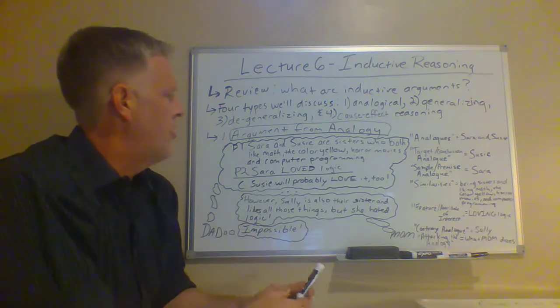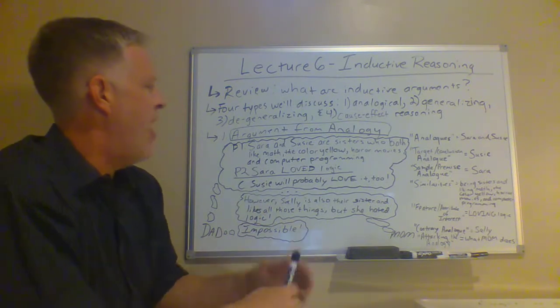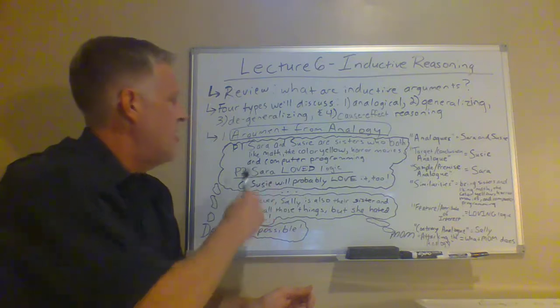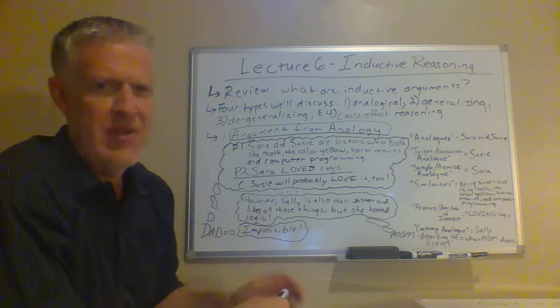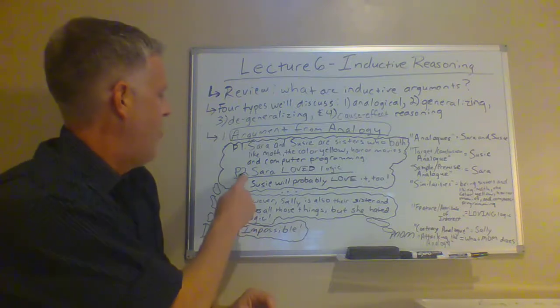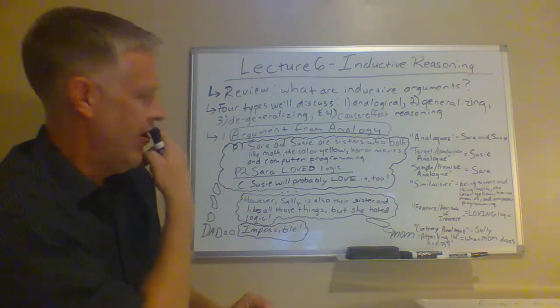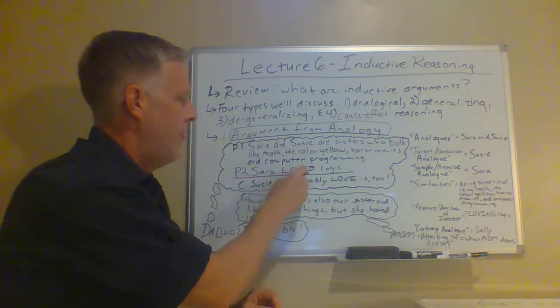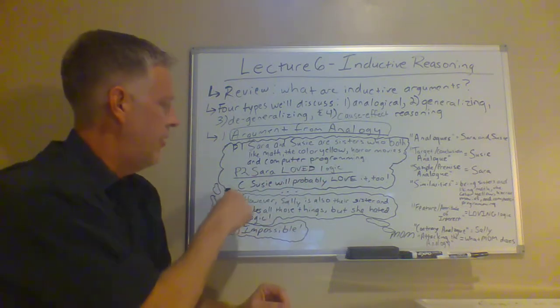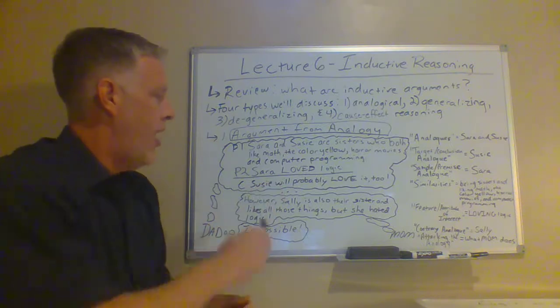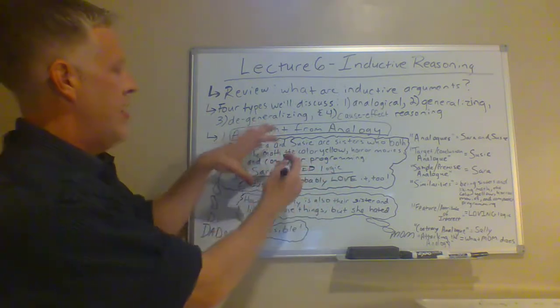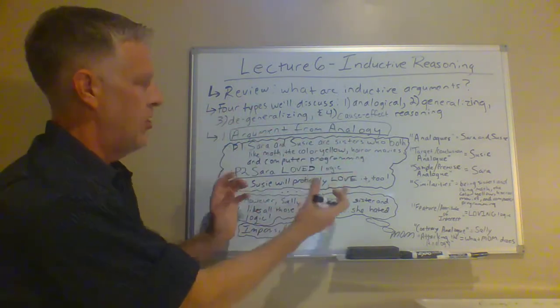And dad says, well, Sarah and Susie are sisters who both like math, the color yellow, horror movies, and computer programming. And he's a logic professor, otherwise he would never speak this way, right? And premise 2, he says, hey, we know Sarah loved logic, and so he wants to conclude, therefore, Mom, Susie will probably love it too. Okay, so that's the example of the argument from analogy, just reading through it.